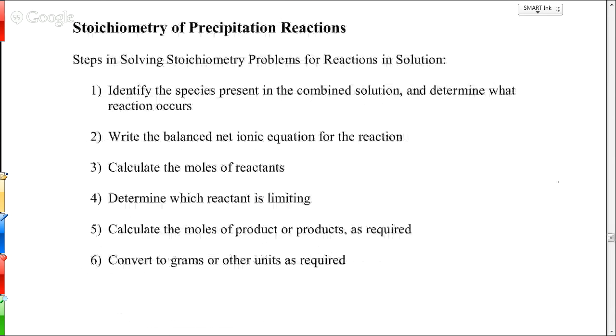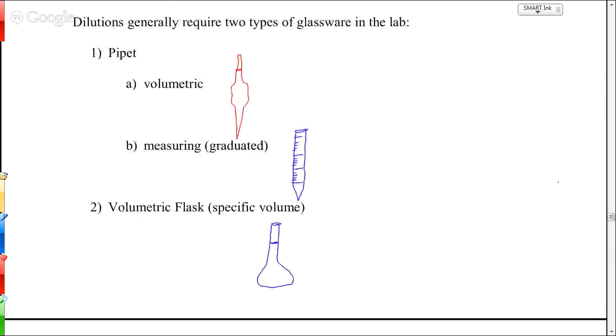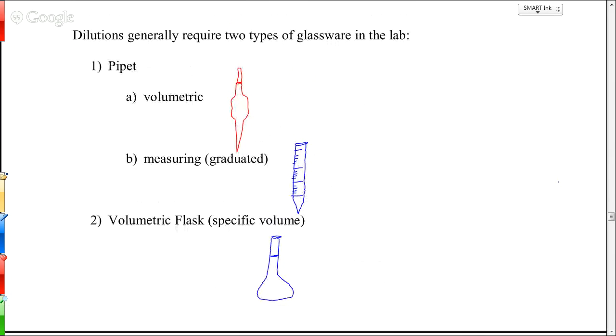So I don't think the actual technique is here. What you would do to make a dilution is you start with your volumetric flask. Let's say it's a 500 milliliter volumetric flask for this problem that we were just looking at.